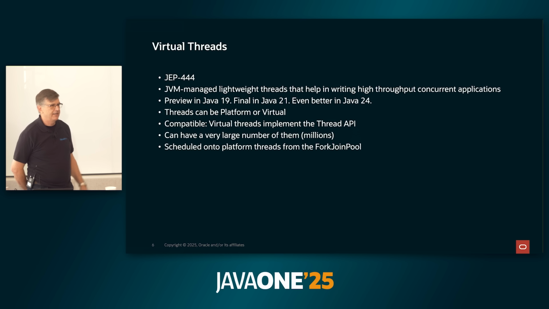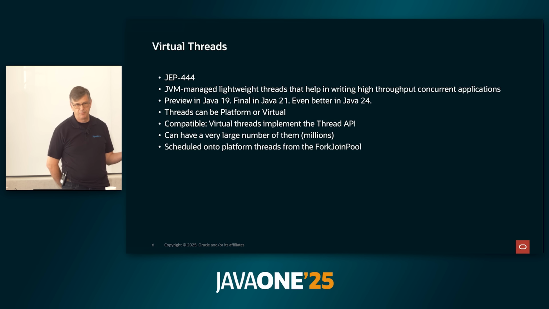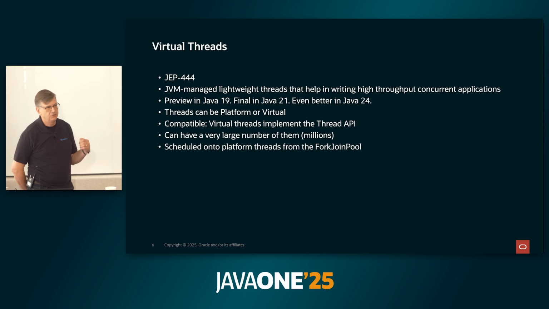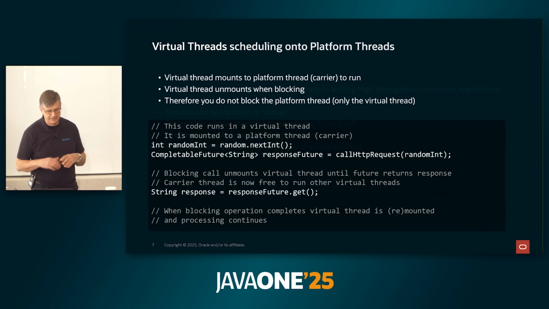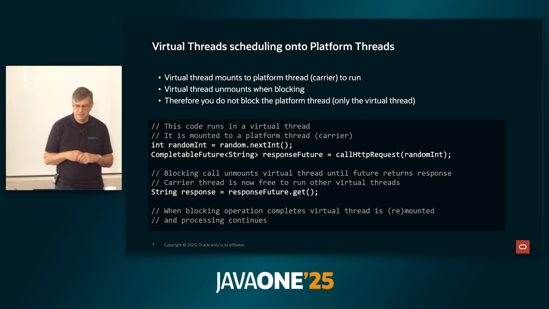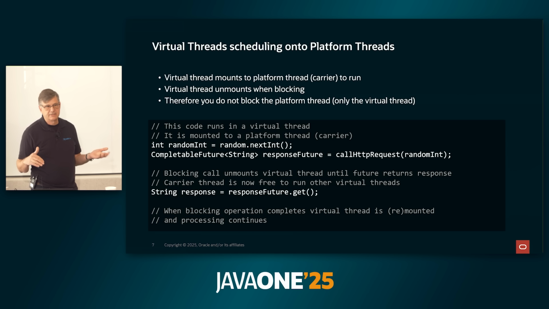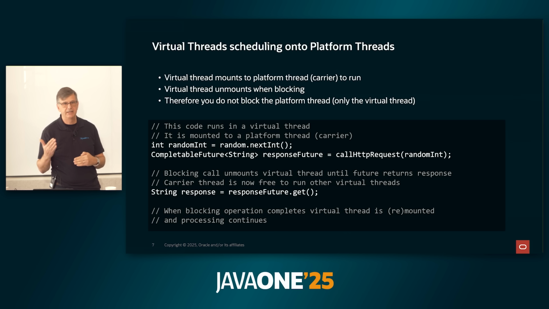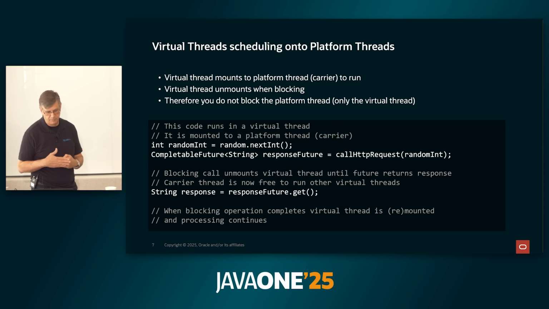And then virtual threads are scheduled onto platform threads to run, using platform threads from the fork join pool. And we're going to talk about that a little more. So when a virtual thread runs, it mounts to a platform thread. And we often call that a carrier thread. Okay, so the virtual thread is ready to run. It gets scheduled onto a platform thread.